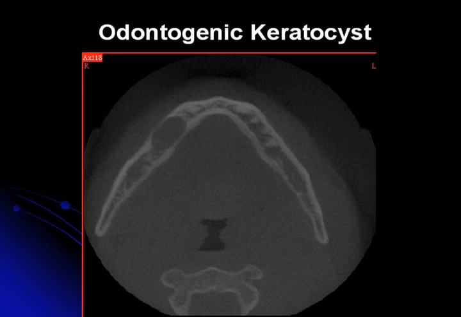Here's a case of an odontogenic keratocyst, or as the WHO classifies it now, a keratocystic odontogenic tumor. Pretty well-defined radiolucency with expansion and thinning and likely perforation of the buccal plate there in the mandible.